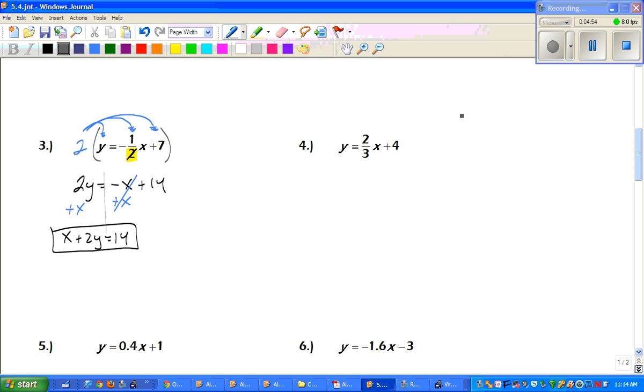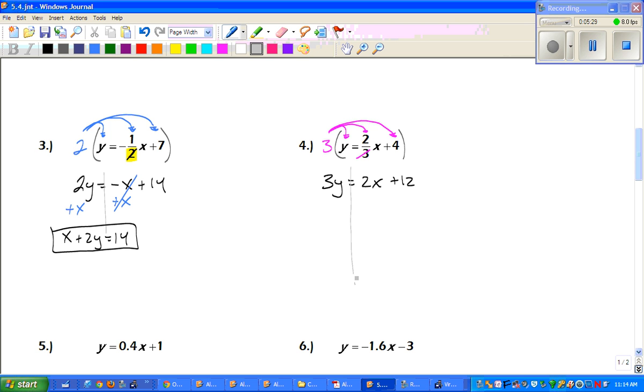All right, let's look at number 4: y equals 2/3 x plus 4. We've got fractions again, so we're going to multiply everything. What are we going to multiply by this time? Hopefully you're saying 3. So we get 3y equals, when you multiply over here, the 3's cancel, so you're left with 2x. Don't forget the last guy, plus 12.